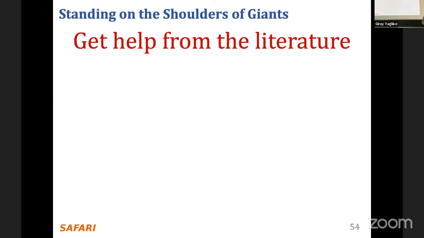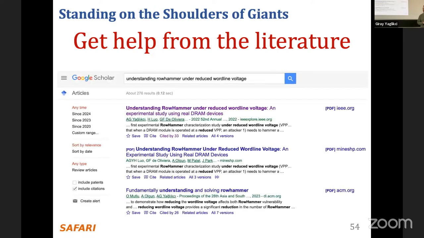Get help from the literature. So how can you get help from the literature for creating some discussion points? You basically put the name of the paper into Google Scholar, and then you have the results. Here we have two versions of the same paper, and some other relevant paper from Professor Mutlu. And then there will be some other related papers here. You can go through that list, or you can just look at this particular thing.